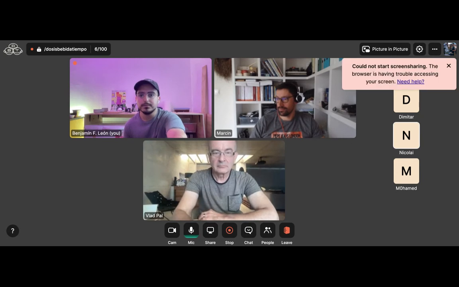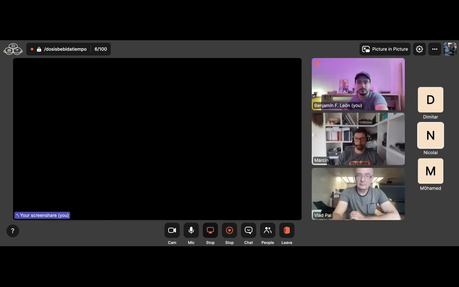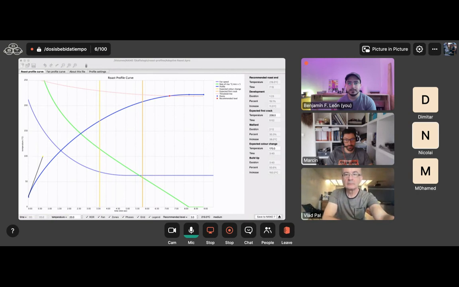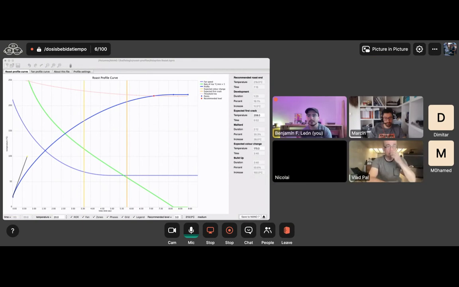So I'll start kind of sorry, here it is. I'll start sharing the studio window. Can you guys see it? Yes. Yep. Perfect. So this is the adaptive Raost profile, which I uploaded a couple of weeks ago, I guess.